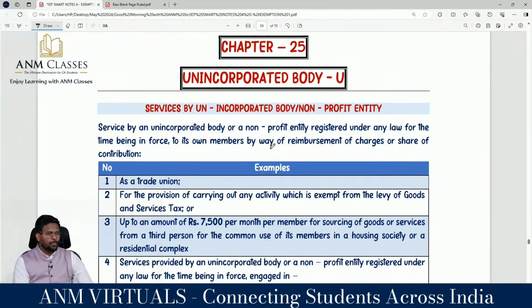U stands for unincorporated body. We know that. We have a provision, section 7 subsection 1 clause AA. Are you remembering? Yes, sir. What is section 7 subsection 1 clause AA talking about? Activity or transaction by any person other than an individual to its members or constituents, or vice versa, for cash, deferred payment or other valuable consideration is a supply. For that section 7 subsection 1 clause AA, we have what exemption? That's the section 11 exemption notification.